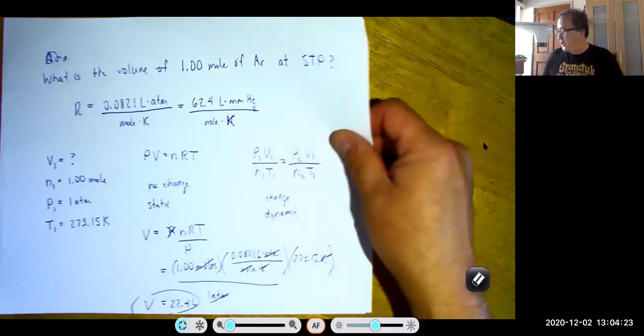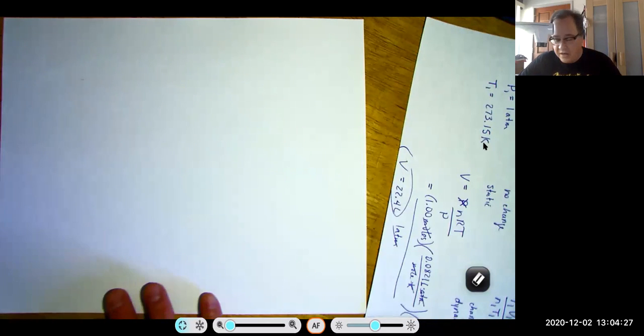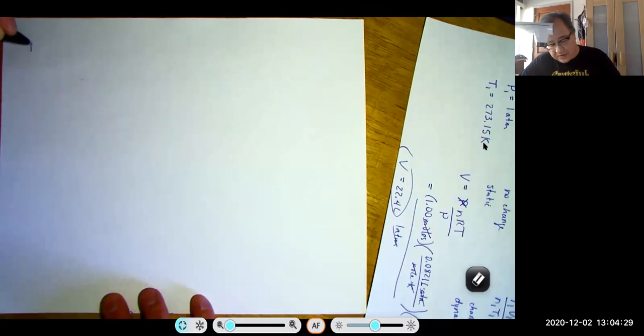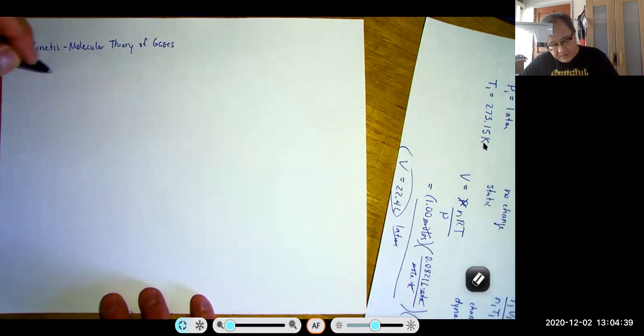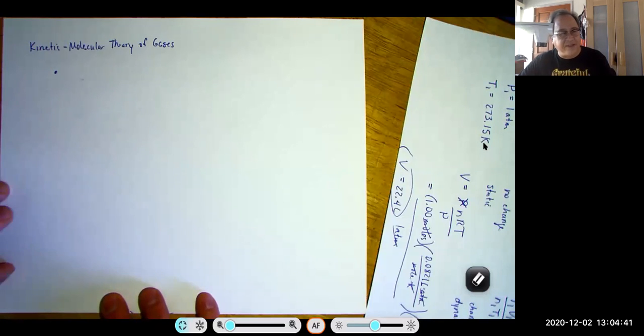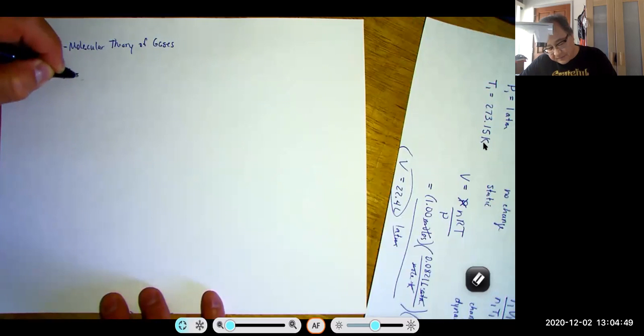Okay, so we've covered quite a bit. There's one last thing I want to talk about, and it's called the kinetic molecular theory of gases. And I believe the book gives you 3 of these, and I give you 4, another one of those things. One of the first things I'm going to tell you about the kinetic molecular theory of gases is that they're mostly space.